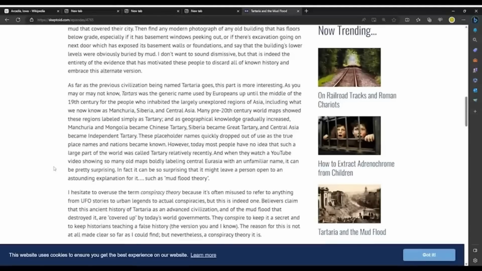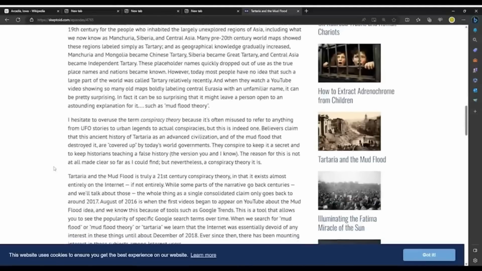Interesting, in all this diatribe, I haven't seen any actual refuting of this. Well, maybe he'll get to it. I hesitate to overuse the term conspiracy theory. Ooh, there he goes. Because it's often misused to refer to anything from UFO stories to urban legends to actual conspiracies. So Brian is admitting that there are actual conspiracies. Well, that's good to know. But this is indeed one. Of course it is, because you disagree with it, so you label it a conspiracy theory.